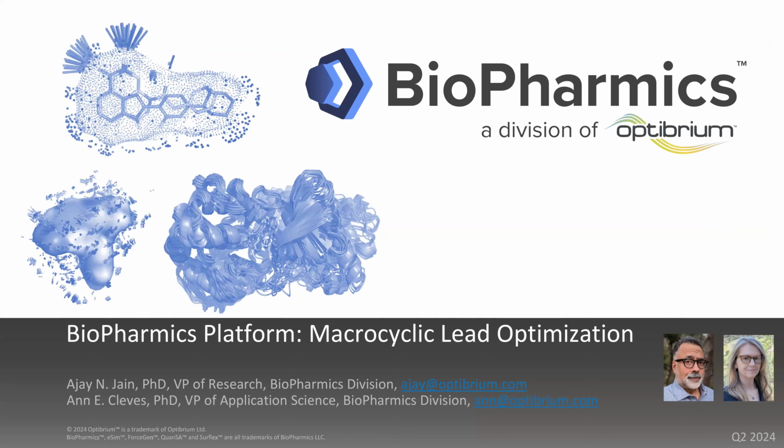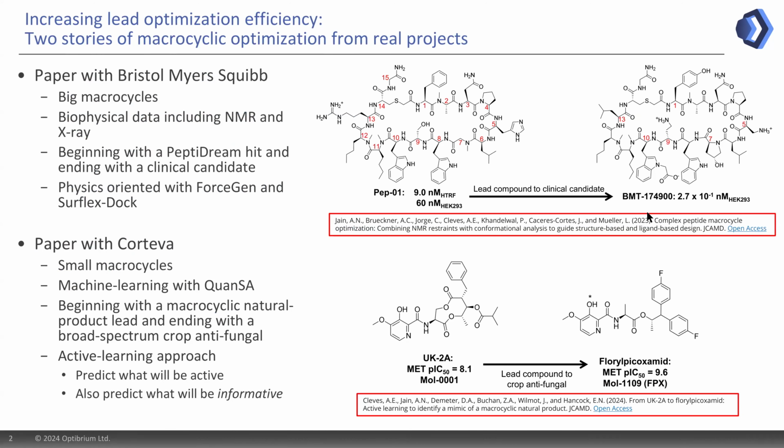We're going to talk today about two stories, both very recently published. Just last year, we published a paper with BMS involving really big macrocycles, which ends up being a very physicsy story, very much focused on biophysical data, both NMR and X-ray data, starting with a hit from a PeptiDream screening campaign. These big 15-mer peptidic macrocycles are difficult to manage from a computational perspective, but we've come up with some methods with our colleagues at BMS and work in some other places to do this.